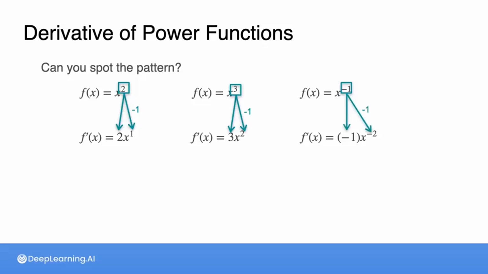So what do you think happens with x to the n? Well, with x to the n, the exponent of n comes down as a factor. The new exponent is n minus 1. So nx to the n minus 1. So if you have any power function, for example, x to the 100, the derivative is 100x to the 99. And if it's x to the minus 100, the derivative is minus 100x to the minus 101.